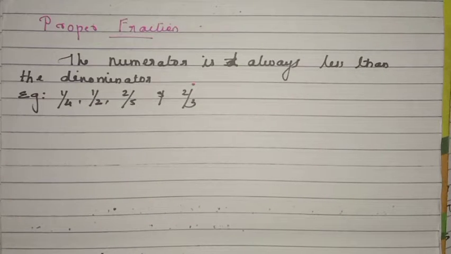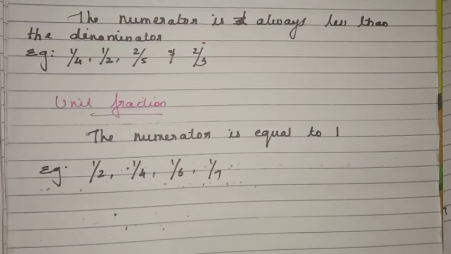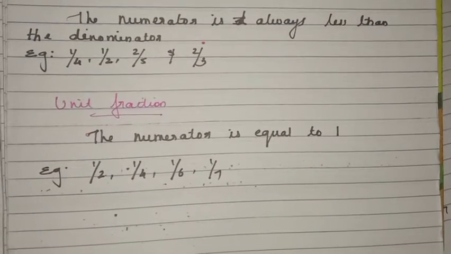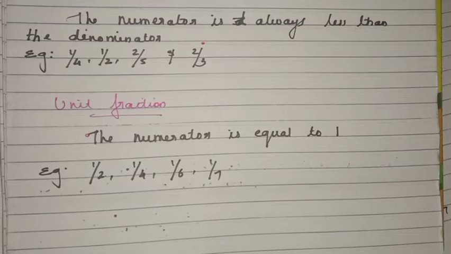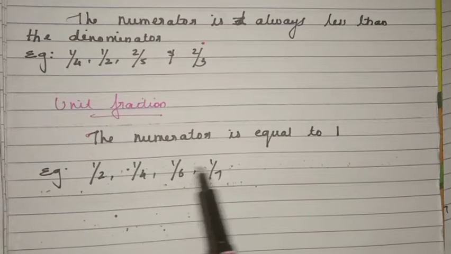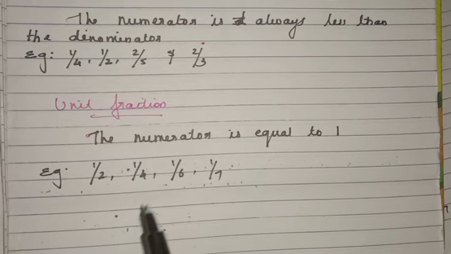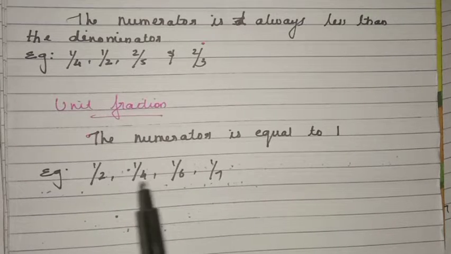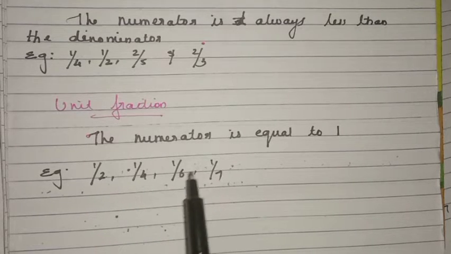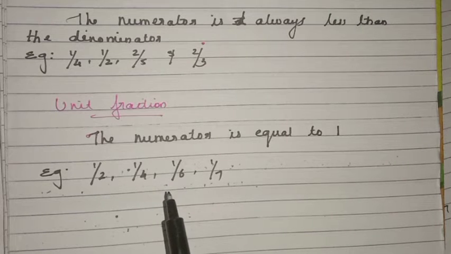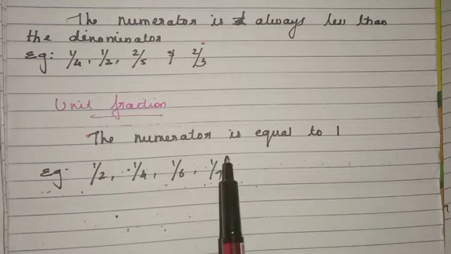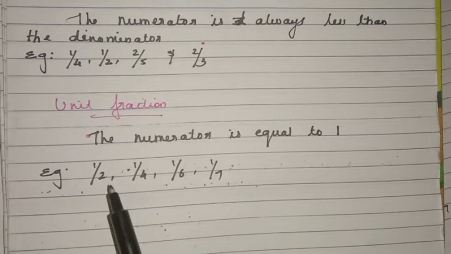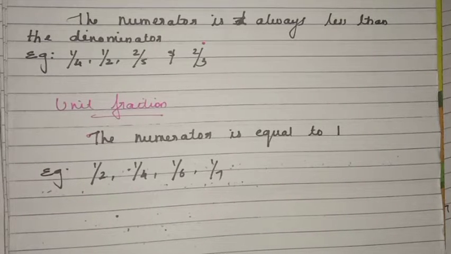Okay. The next one, unit fraction. In a unit fraction, the numerator is equal to 1. Look at the examples: 1 by 2, 1 by 4, 1 by 6, 1 by 7. All numerators are 1. So such fractions are called unit fractions. The numerator is equal to 1. Such fractions are called unit fractions.